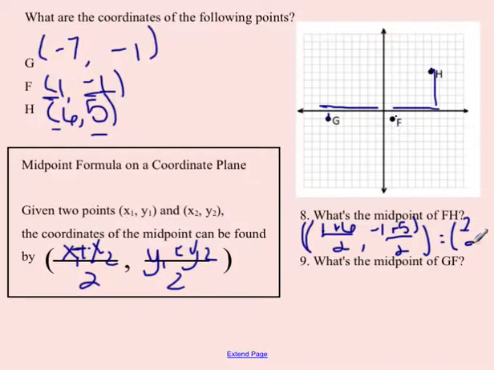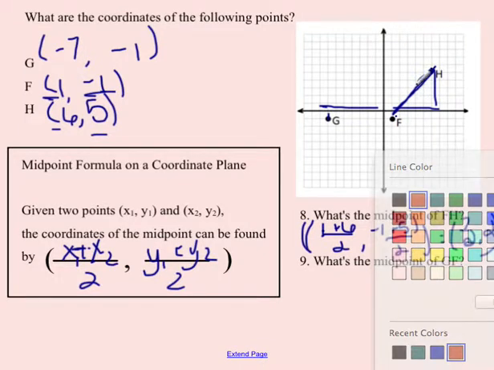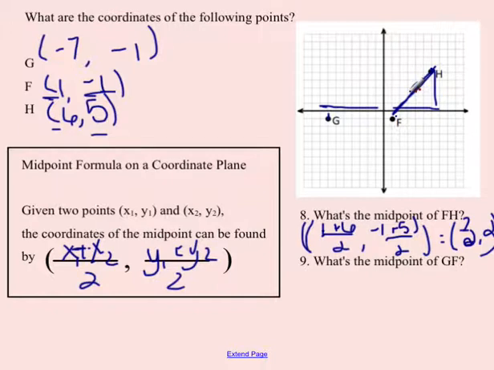We could just leave that as a decimal. You could write that as 3.5 if you wanted to, but we're just going to leave that as 7 halves. And then negative 1 plus 5 is 4, divided by 2 is 2. So the midpoint between F and H, the midpoint of this line right here, is going to be 7 halves, 2. If you were to plot that point, we would go over 1, 2, 3, up a half, and up 2, and that would be our midpoint.